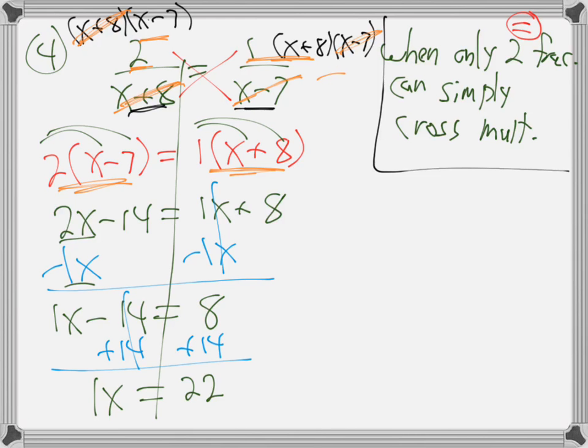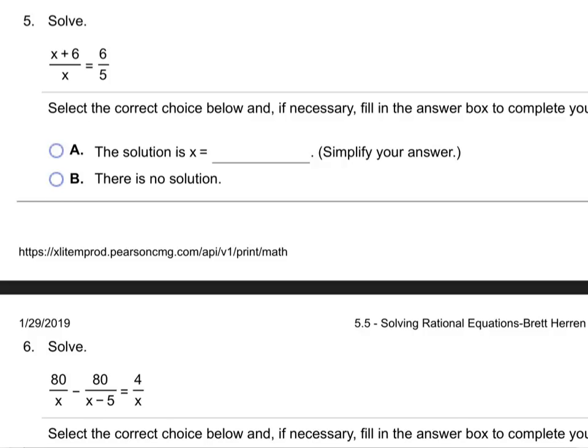Now, if you had a third thing, if you had a plus 7 out here, some other third piece, then you'd have to do the x plus 8, x minus 7, x plus 8, x plus 7, and you have to do another one here. You'd have to do it the long way if you have 3 things. But with 2 things, just cross multiply, it's the same result. All right. Let's go to number 5.